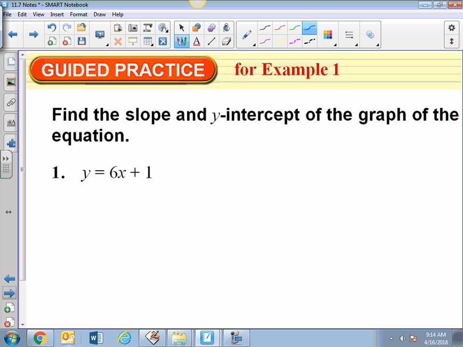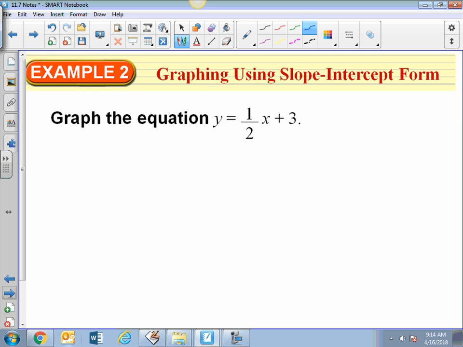Okay, just another example here. I'm just going to quickly do this one. The m here, where the slope is 6, the b is 1. Okay, this one here, it says to graph. All right, so there's 2 steps to graphing.